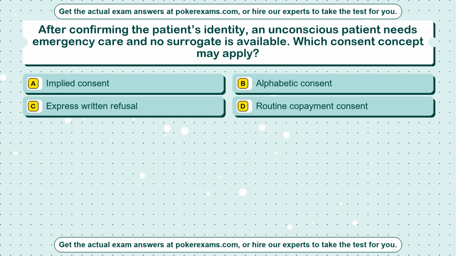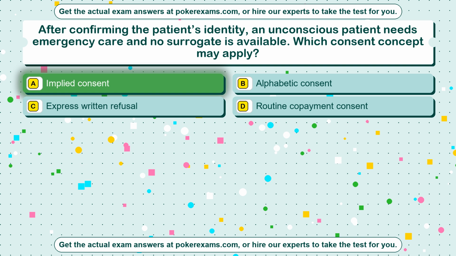Question 88. After confirming the patient's identity, an unconscious patient needs emergency care and no surrogate is available. Which consent concept may apply? Option A, implied consent. Option B, alphabetic consent. Option C, express written refusal. Option D, routine copayment consent.